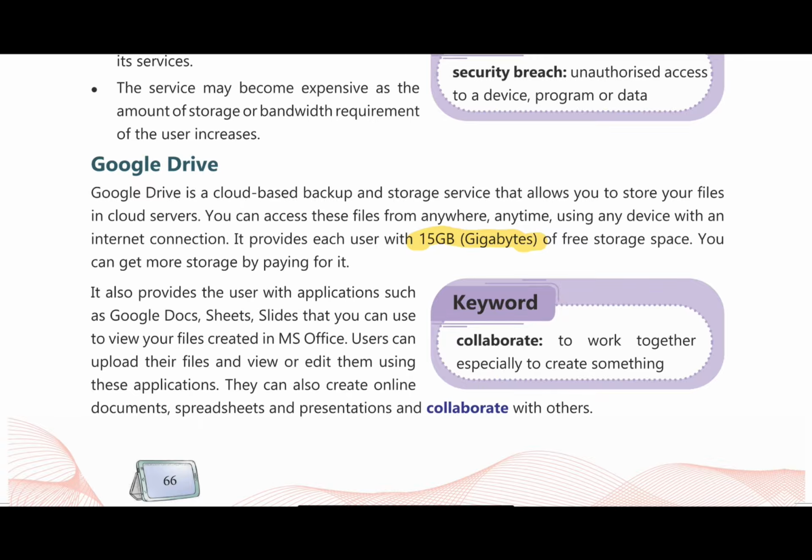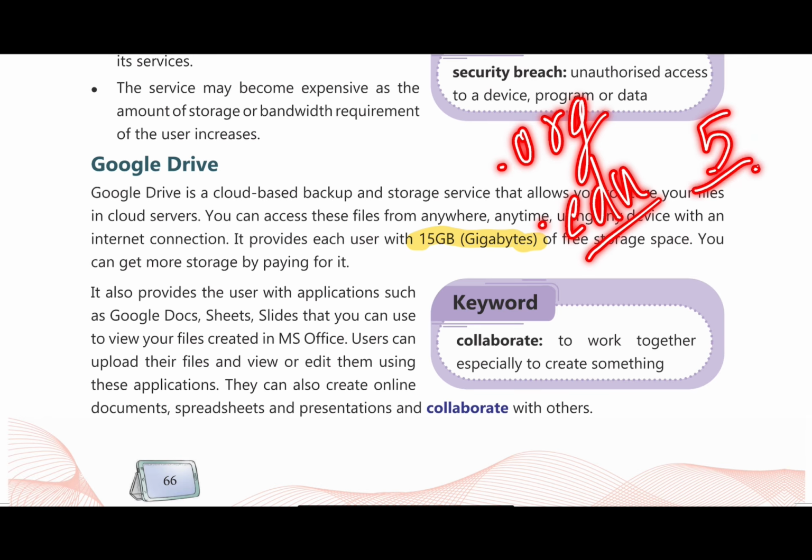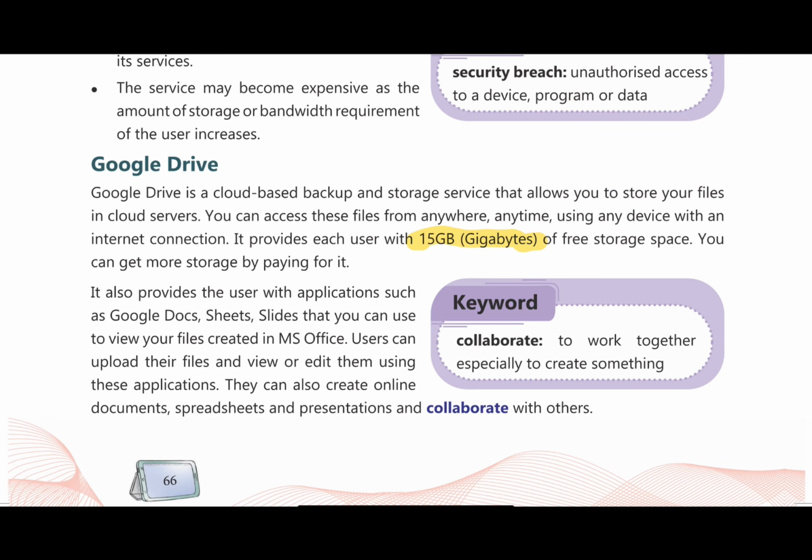Correct? But if you are an organization person or education person, meaning your email ID ends with .org or .edu, then your storage is only up to 5 GB. But if you are a normal Gmail account person, meaning @gmail.com, then you will get 15 GB of free data to store.